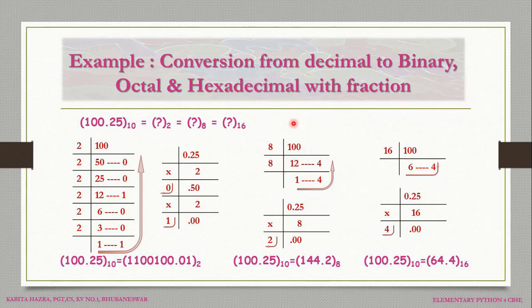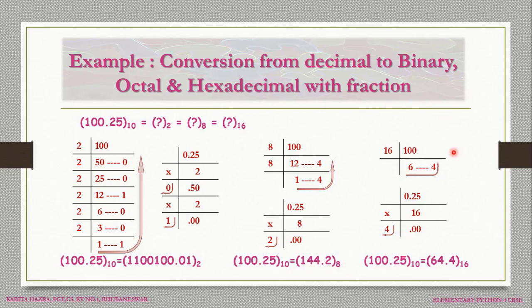So on dividing by 8 we get quotient as 12, remainder as 4. Again dividing by 8 we get quotient as 1 and remainder as 4. So 100 in decimal is equivalent to 144 in octal, and on multiplying 0.25 we get the value as 2.00, so the carry is 2. So octal equivalent of 100.25 is 144.2.